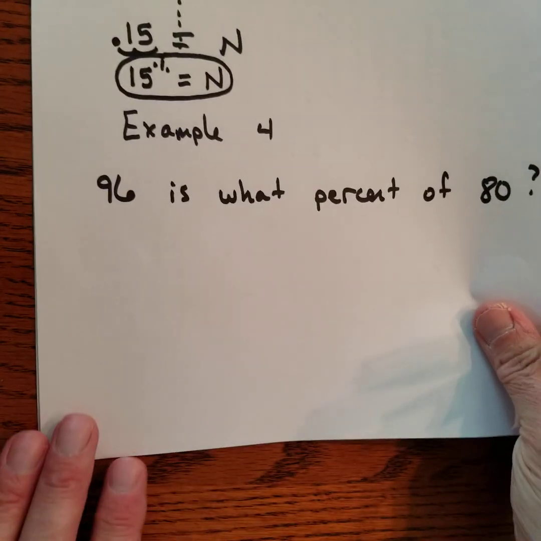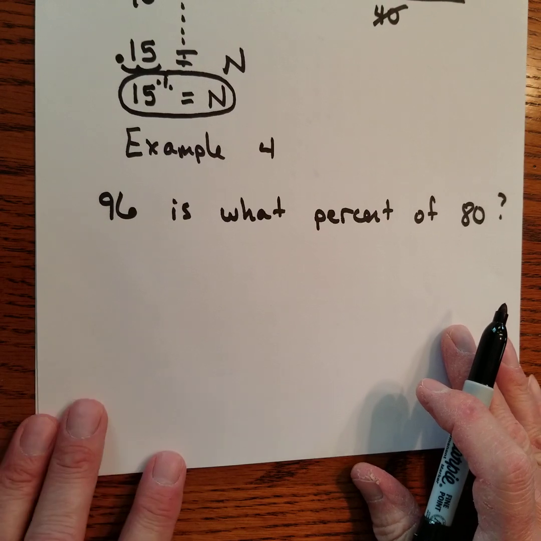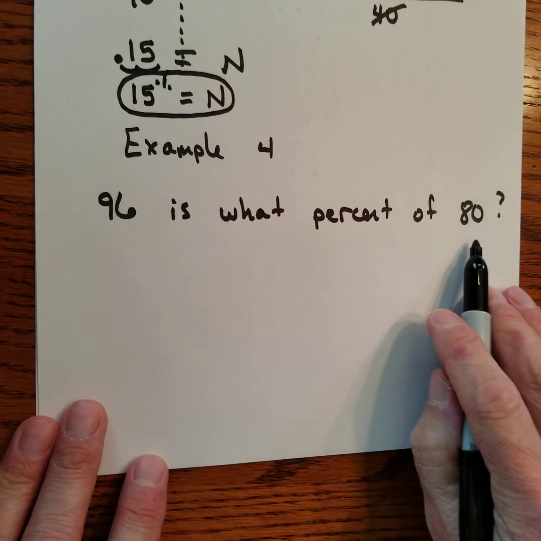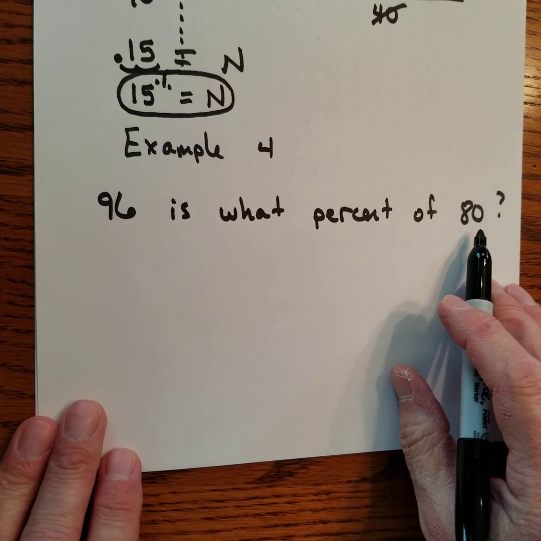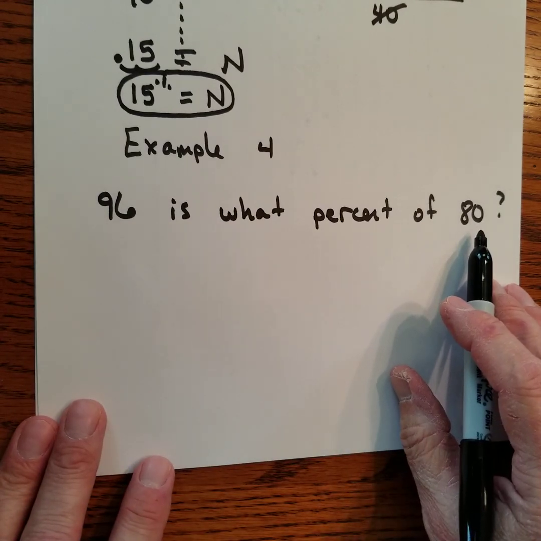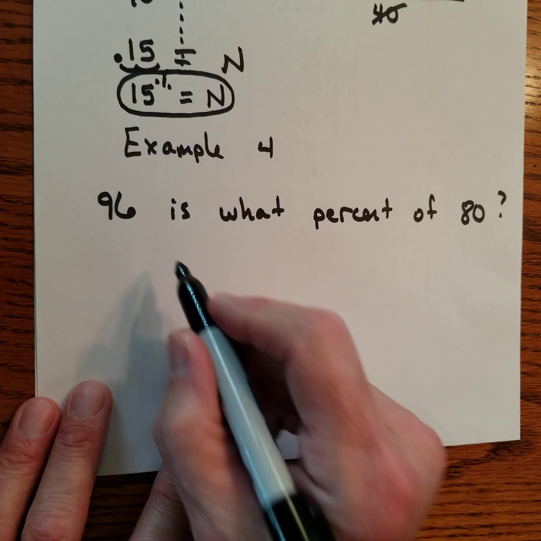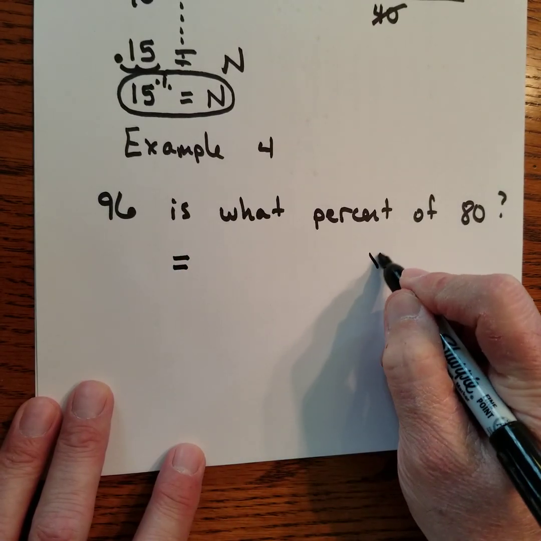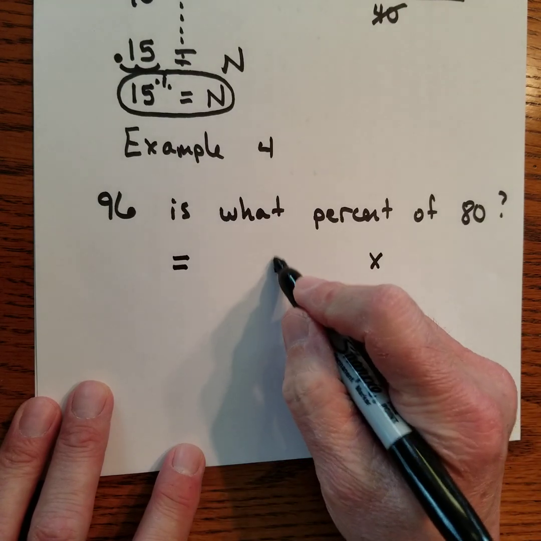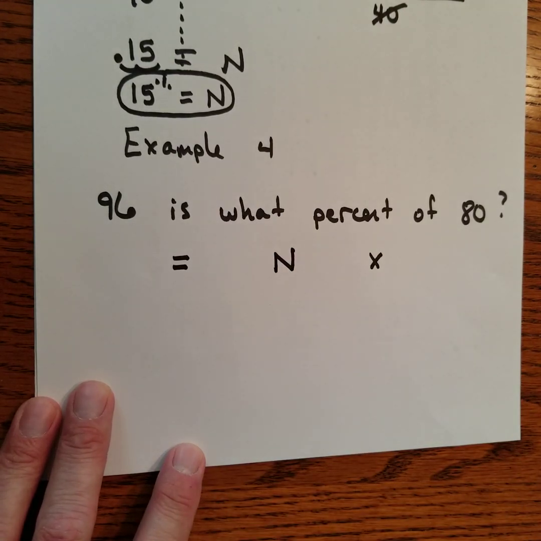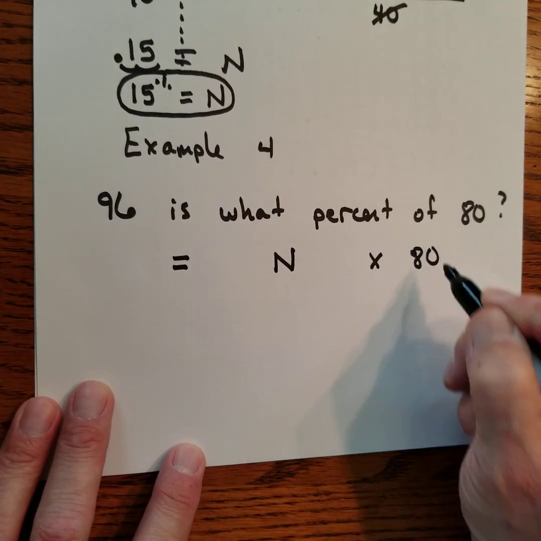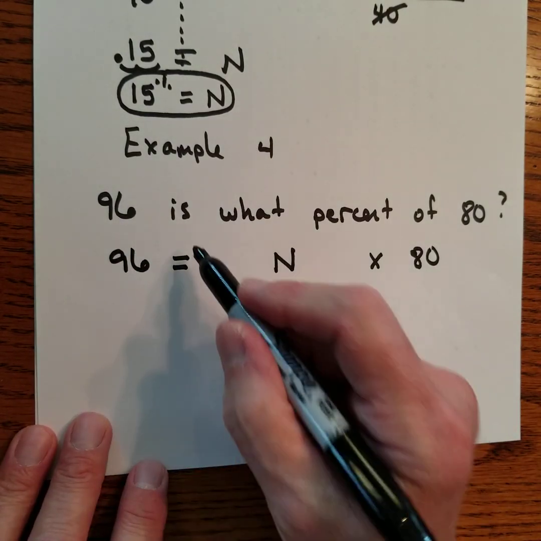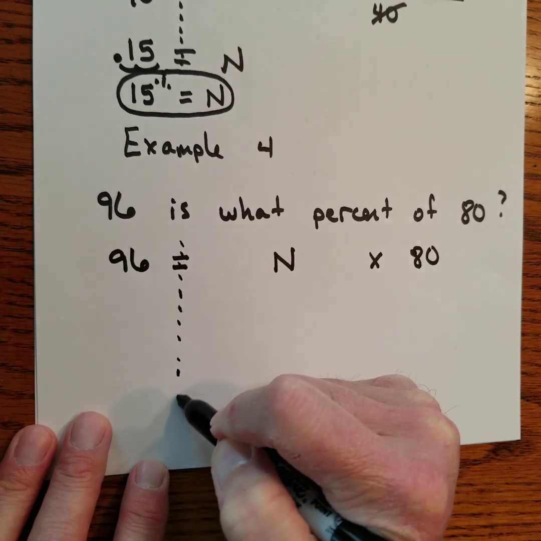Last example. And again, what I notice about this one, 96 is what percent of 80? 96 is bigger than 80, which means my answer is going to be more than 100. Is equals, of is times, we're looking for the percent. 80 is 80, 96 is 96. Let's solve that for the answer.